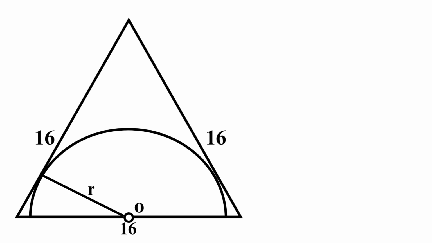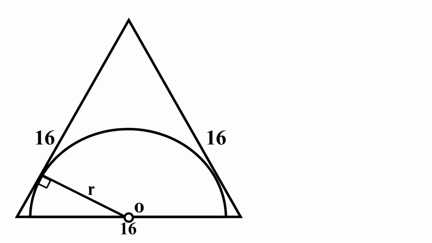Now, here you need to know a key geometric fact, that the radius of a semicircle is always perpendicular to the tangent line at the point of tangency. This means the angle between our radius, R, and the slanted side is exactly 90 degrees. So, we now have a right triangle with three important values.